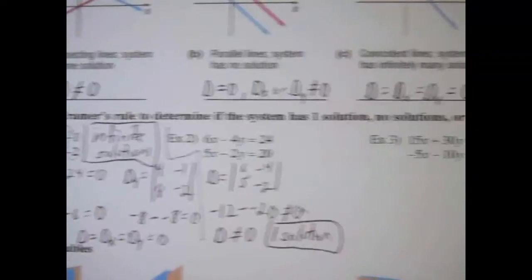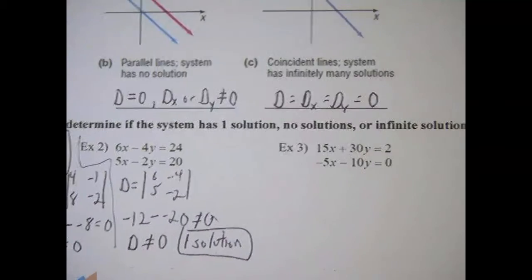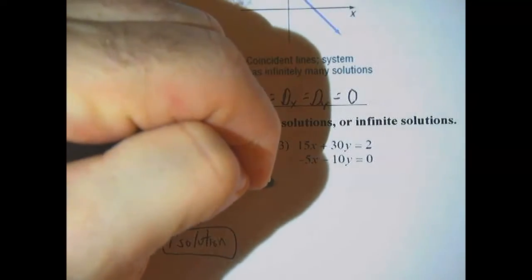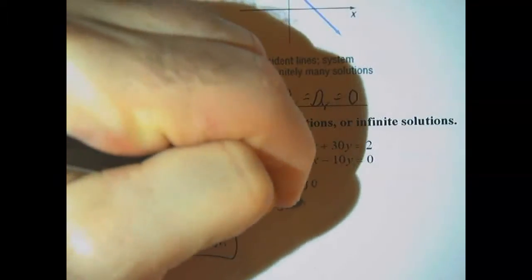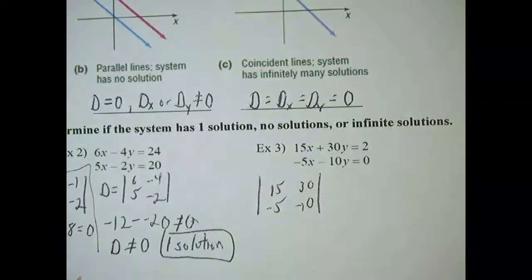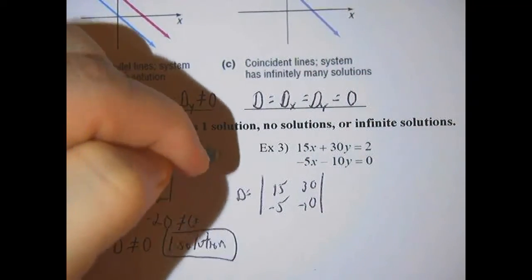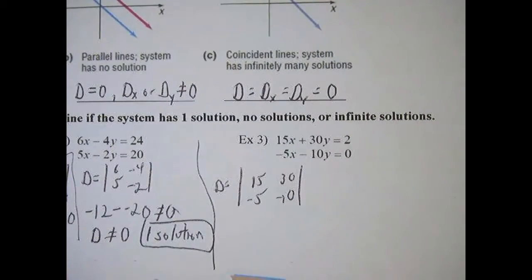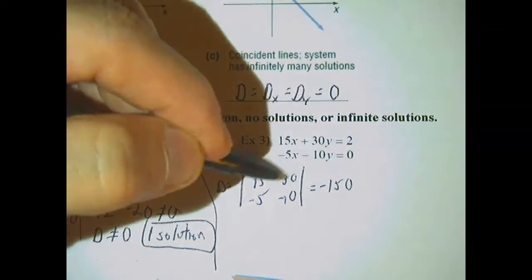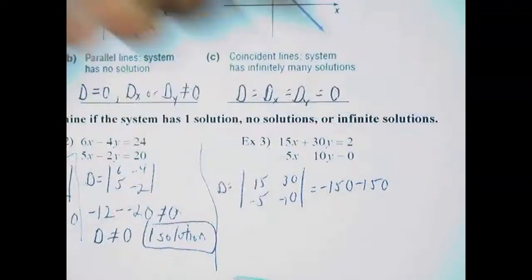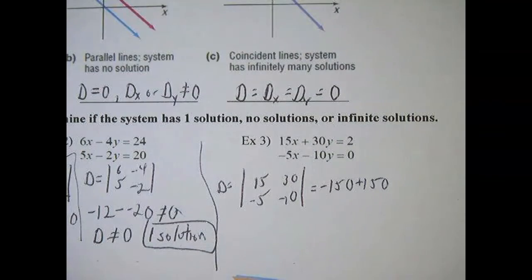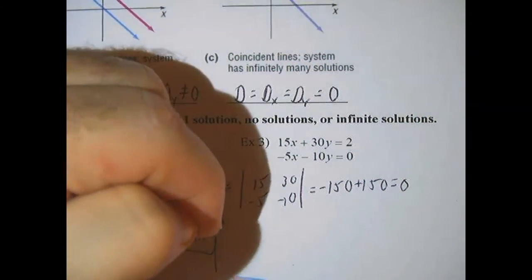All right, and let's look at the third case. So this time, our D is 15, -5, and 30, -10. That's a D. That's -150 minus -150. That's plus 150. Minus -150 is plus, so that's 0. So D is 0. Let's see what Dx is.